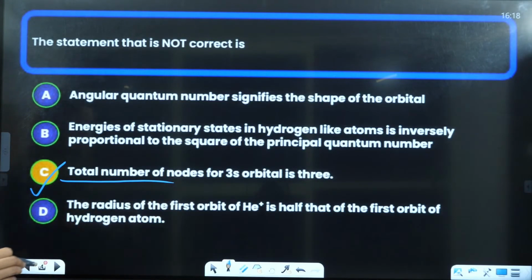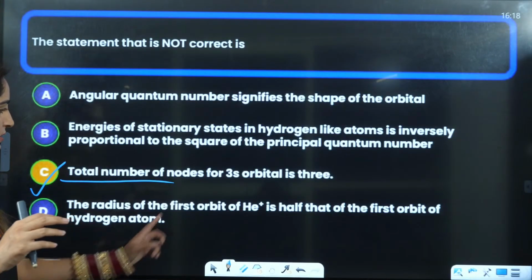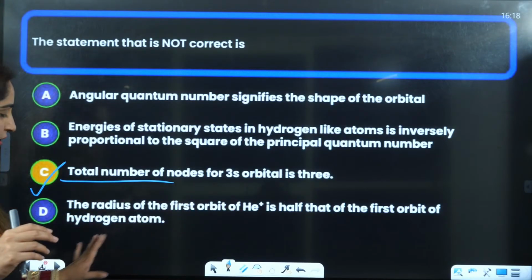So I think it should be written that the radius of the first orbit of helium positive is half. I would say it should be double, isn't it? Right? Okay, so option C is correct. This slight change in the statement is needed here, right?